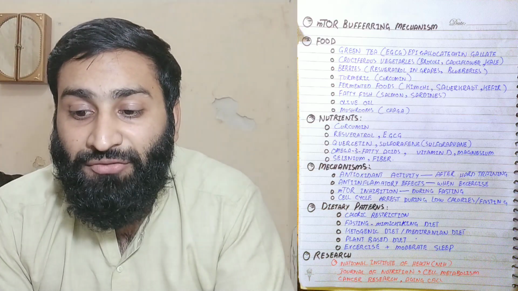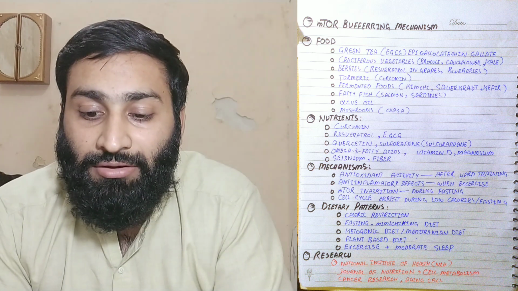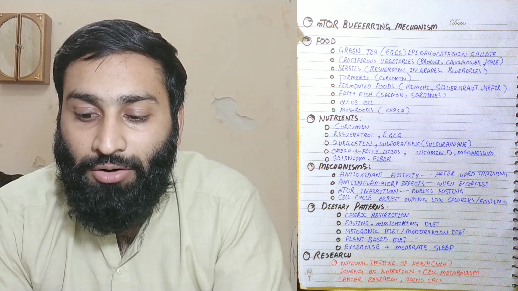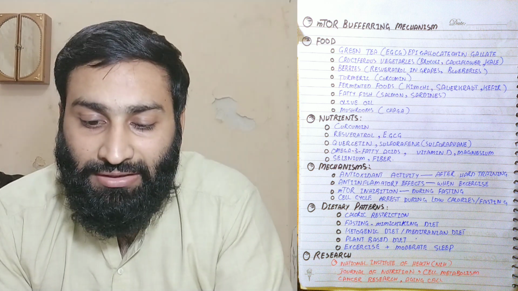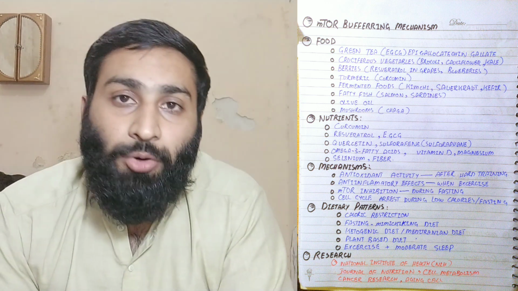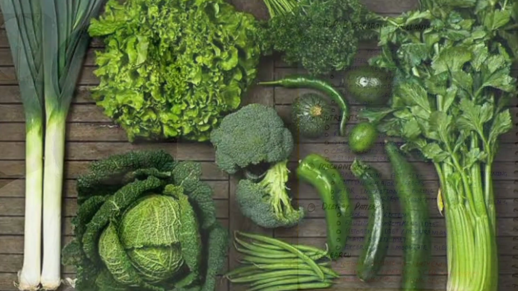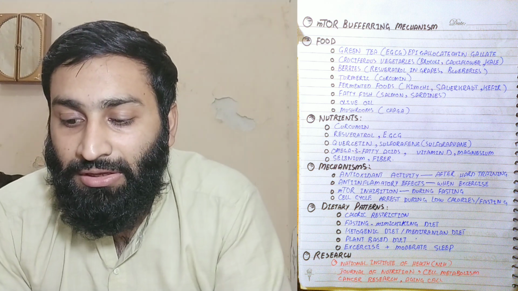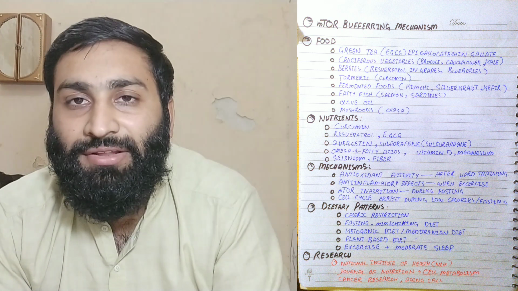mTOR buffering mechanism: how to buffer it. First we will understand through food. Green tea contains EGCG, epigallocatechin gallate, which also buffers the mTOR pathway. Cruciferous vegetables like broccoli, cauliflower and kale, and berries which contain resveratrol, in grapes and blueberries, are important, as they inhibit and buffer the mTOR pathway.